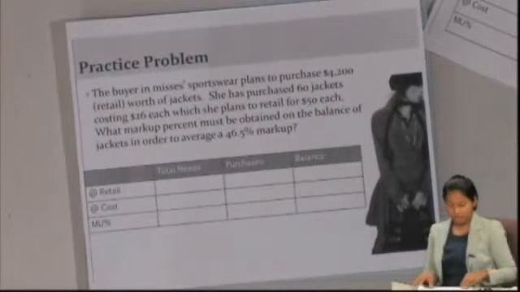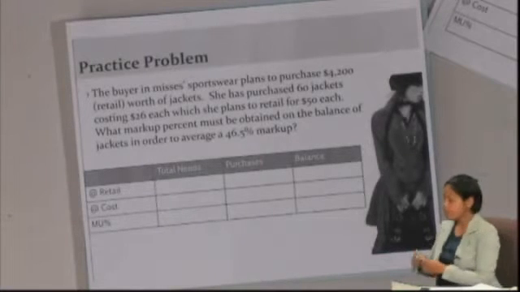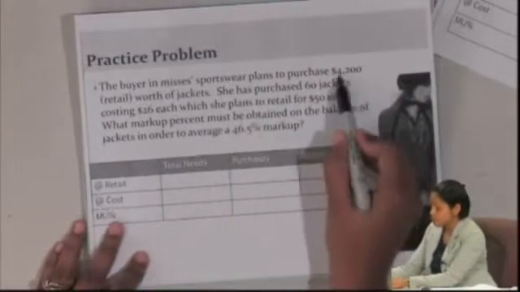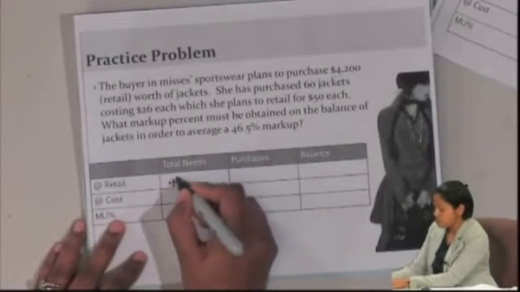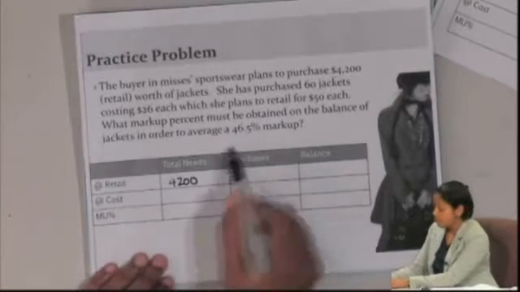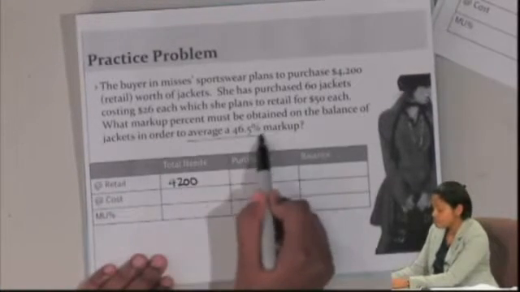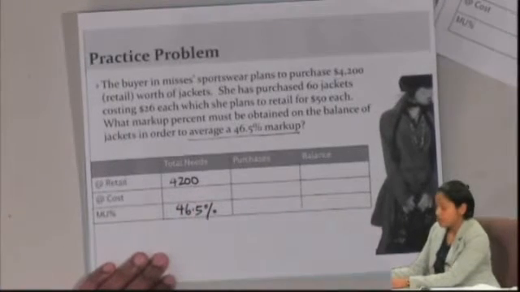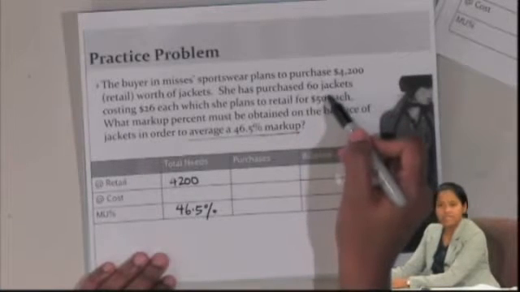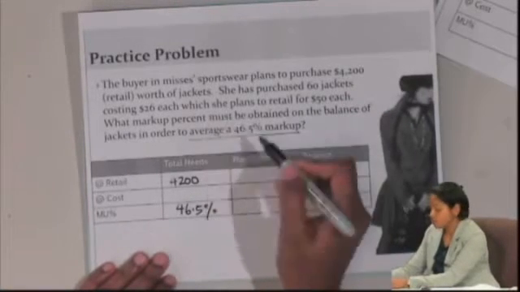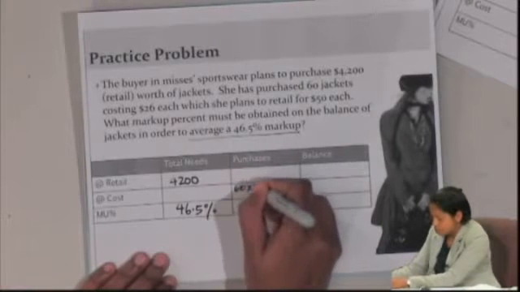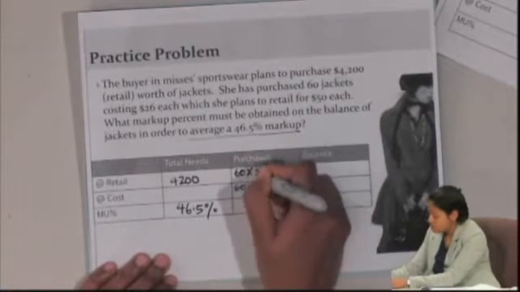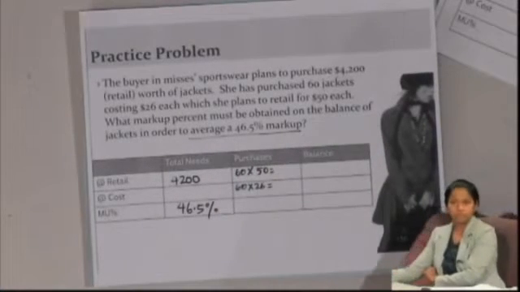And going back to the scratch sheet here. First, list out all the information that's already provided in the question. We know that the total purchases at retail is $4,200. We also know that the average markup is 46.5%. We know that the buyer has already purchased 60 jackets at the cost of $26 each. So 60 times 26 is the cost of purchases, and 60 times 50 is the retail for purchases. This is all we know.